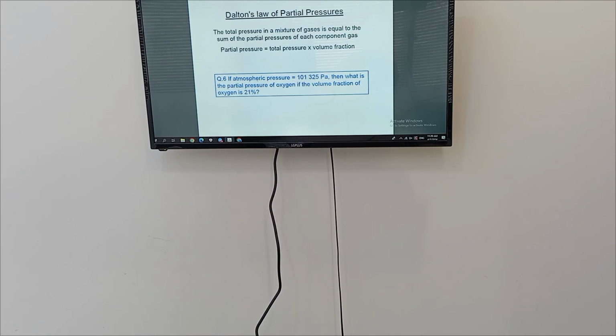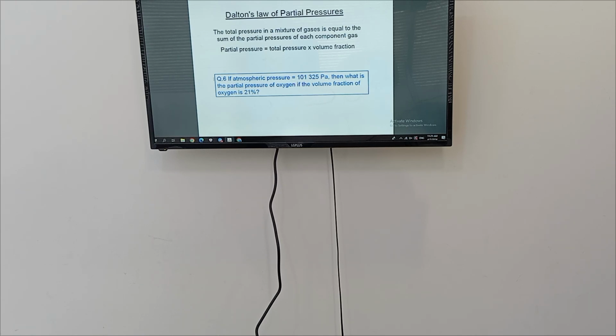Dalton's law of partial pressure. The total pressure in a mixture of gases is equal to the sum of the partial pressure of each component gas. Meaning the total pressure of a mixture of gases equals the sum of the partial pressures of each individual gas. So partial pressure equals total pressure multiplied by the volume fraction.